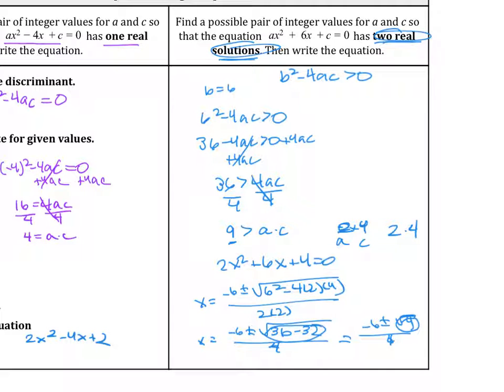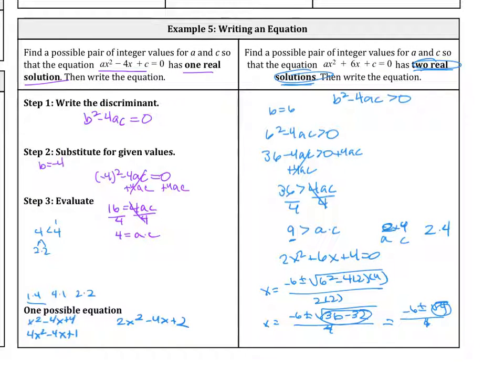So the key on these problems is that you have to really take a look at what it's asking for. If it's asking for one real solution, then the discriminant has to equal 0. If it's looking for two real solutions, we're setting up the discriminant as greater than 0. And if it's two imaginary solutions, then you have to set the discriminant to less than 0.